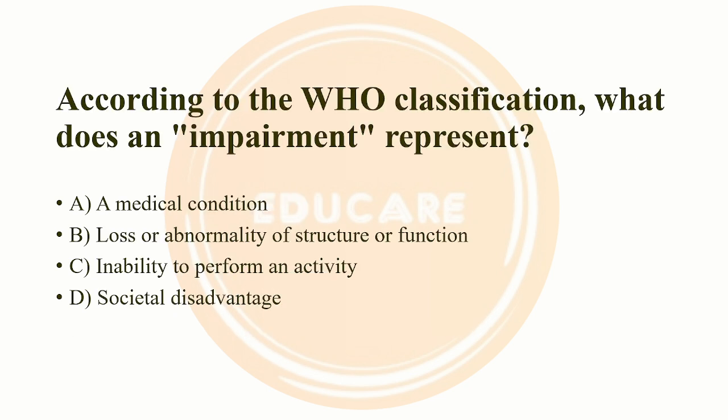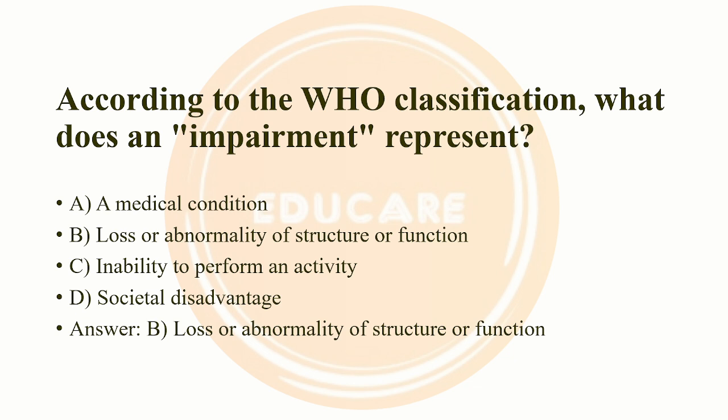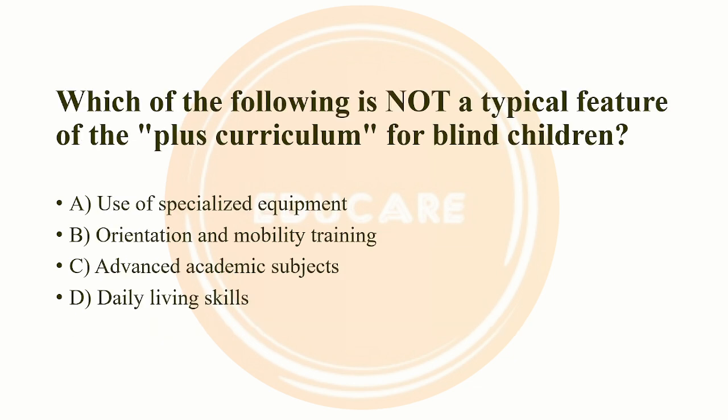Next, according to the World Health Organization classification, what does an impairment represent? Options: a medical condition, loss or abnormality of structure or function, inability to perform an activity, societal disadvantage. The answer to this question is option B, that is loss or abnormality of structure or function.